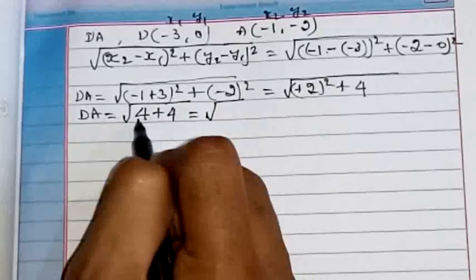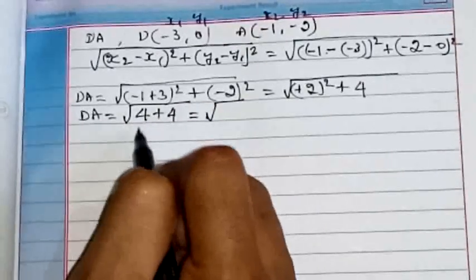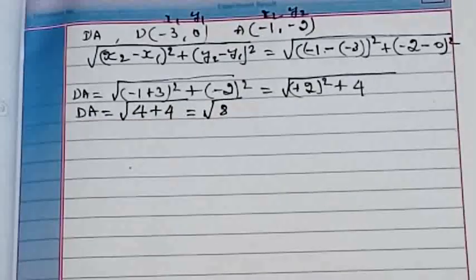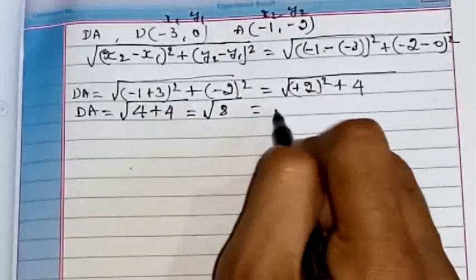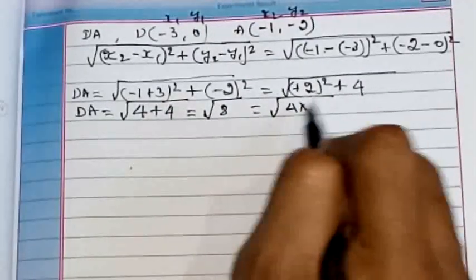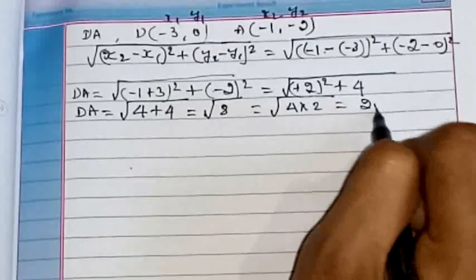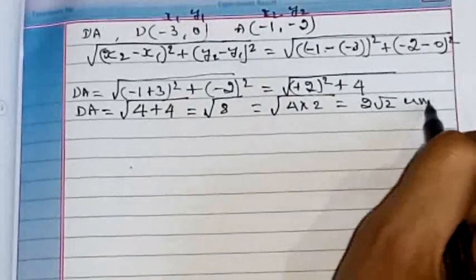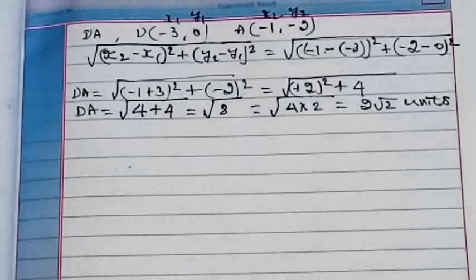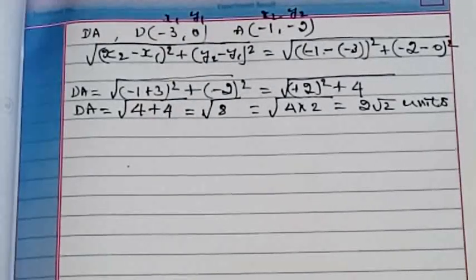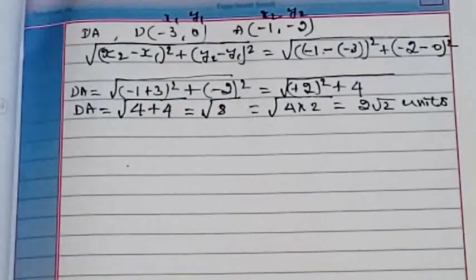Right, so therefore DA is equal to square root of 2 square is 4 plus 4, again the same thing, 4 plus 4 is root 8, again root 8 can be written in the form of 4 into 2, so therefore the answer is 2 root 2 units. Now just observe the answers. So I think you have found the answers, right? What are the answers, children?